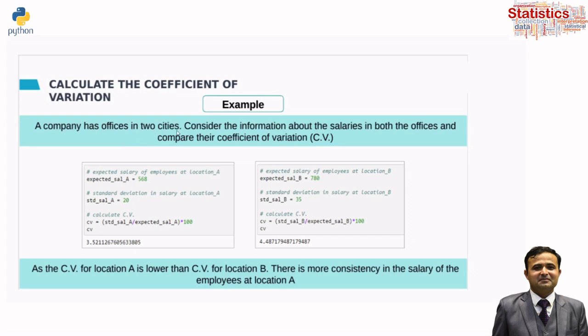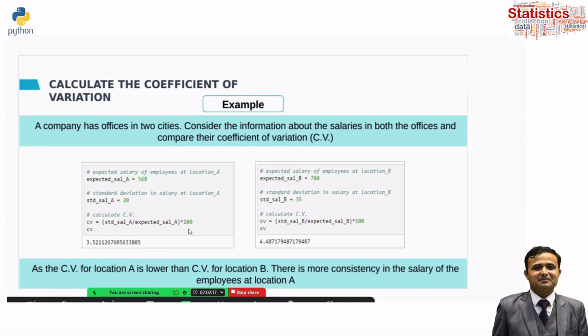The company has offices in two cities. Consider the information about the salary in both offices. Compare the coefficients. I repeat my question: a particular company has offices in two cities, city 1 and city 2. When we want to compare the salaries of both cities, the first one is the standard deviation divided by expected salary, and the second is also standard deviation divided by expected salary. So the CV for location A is lower than for location B. So there is more consistency in the salary of employees in location A.